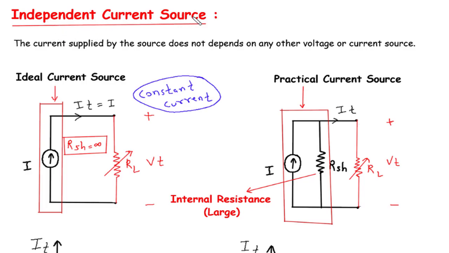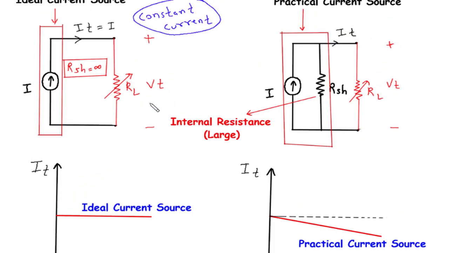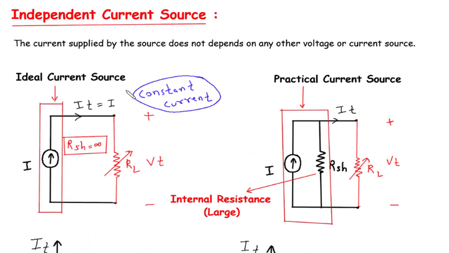Welcome to our comprehensive video on independent current sources. In this tutorial, we will delve into the characteristics of both ideal and practical current sources, shedding light on their behavior and practical applications. Let's kick things off by examining the ideal current source. An ideal current source is a theoretical concept that serves as a valuable abstraction in circuit analysis and design.